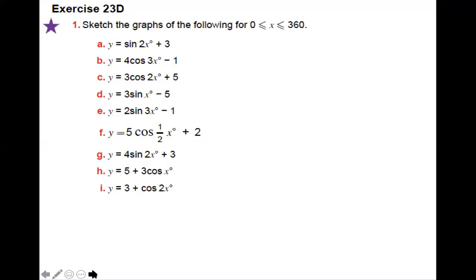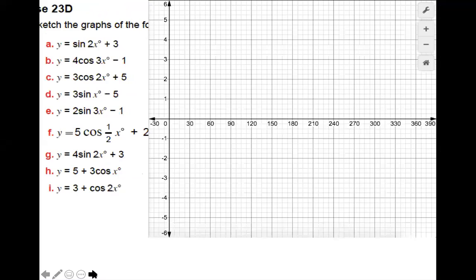So 23D is to sketch in the graph 0 to 360. So let's see, we're going to pick, let's pick one. So you decide which one you want us to have a go at. F, yeah. So let's try F. How would we do F? I'm going to pick a different color.